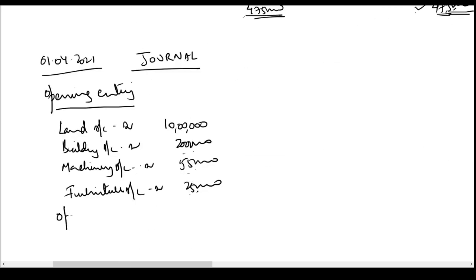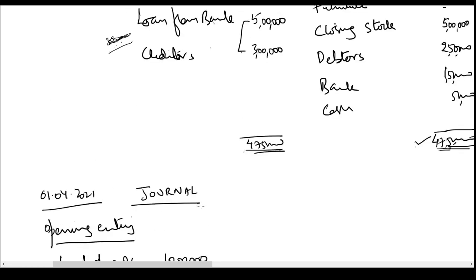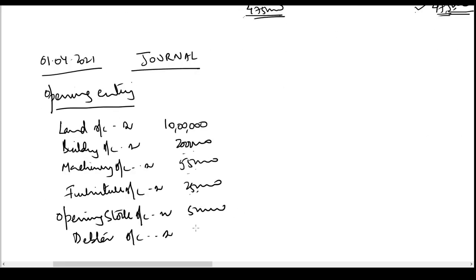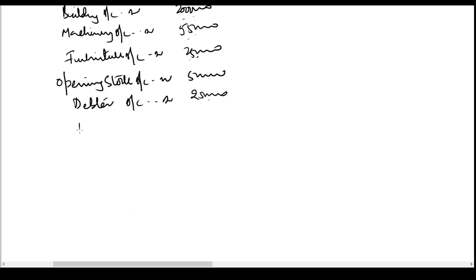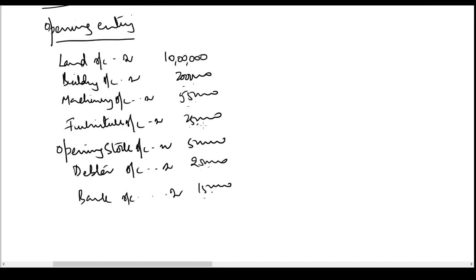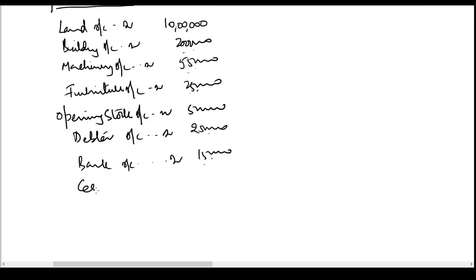Now this will become not closing stock, but opening stock for the next year. Opening stock account debtor 5 lakhs. Debtors account debtor 2 lakh 50,000. Bank account debtor, bank is showing a debit balance of 1 lakh 50,000. Cash account debtor 50,000. So we are debiting all the assets.